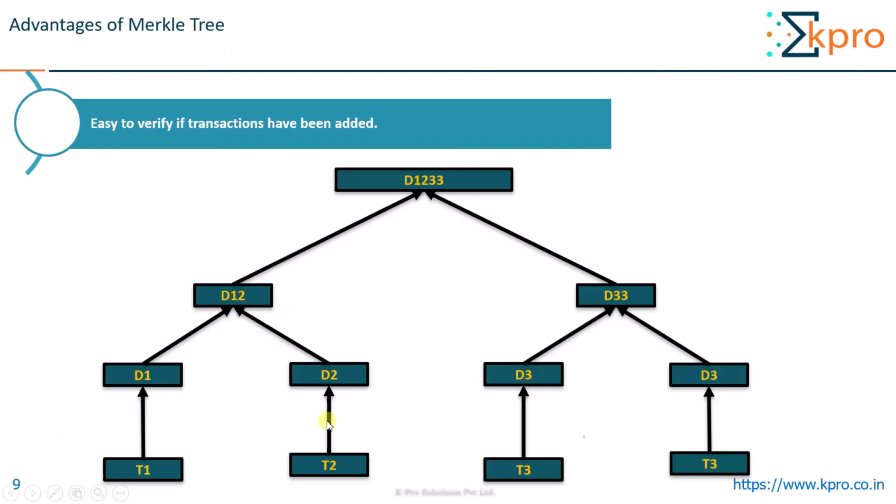Now let us try to verify if the transaction T2 is added or not. So in order to verify the transaction T2 is added or not, we do not need the information regarding all other transactions and all other hashes of the Merkle tree. We will just need the transaction T2, its corresponding hash D2, and the sibling hashes, that is the hash D33 and the Merkle root hash, that is D1233. Hence it is easy to verify if the transactions have been added or not. So these are a few advantages of using the Merkle tree.